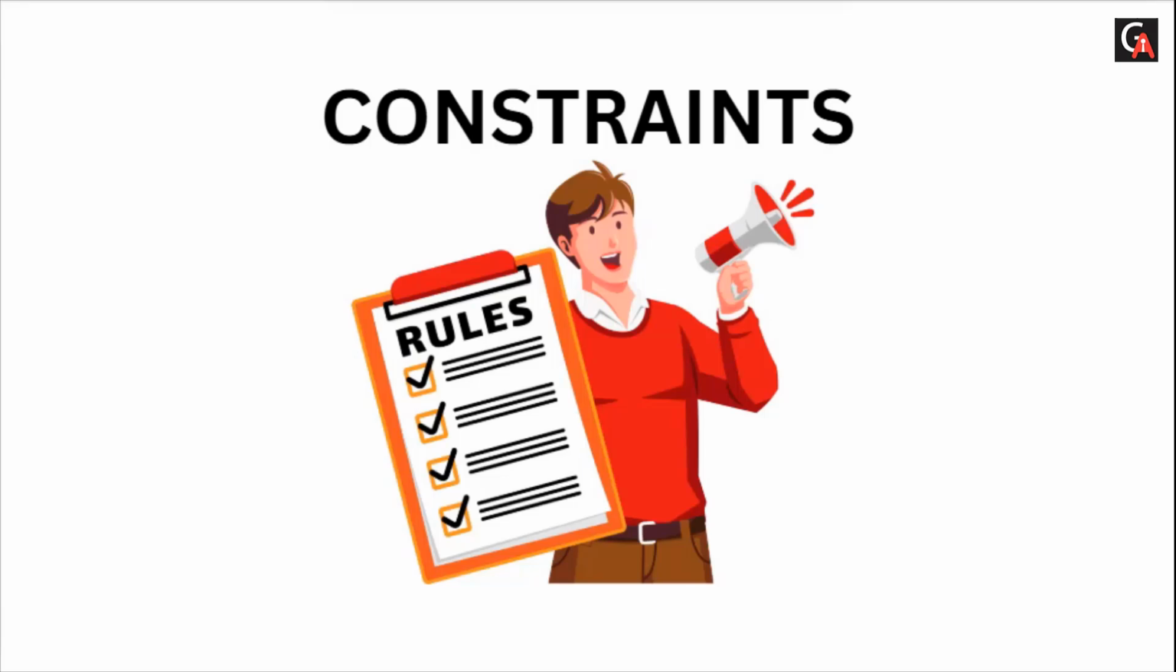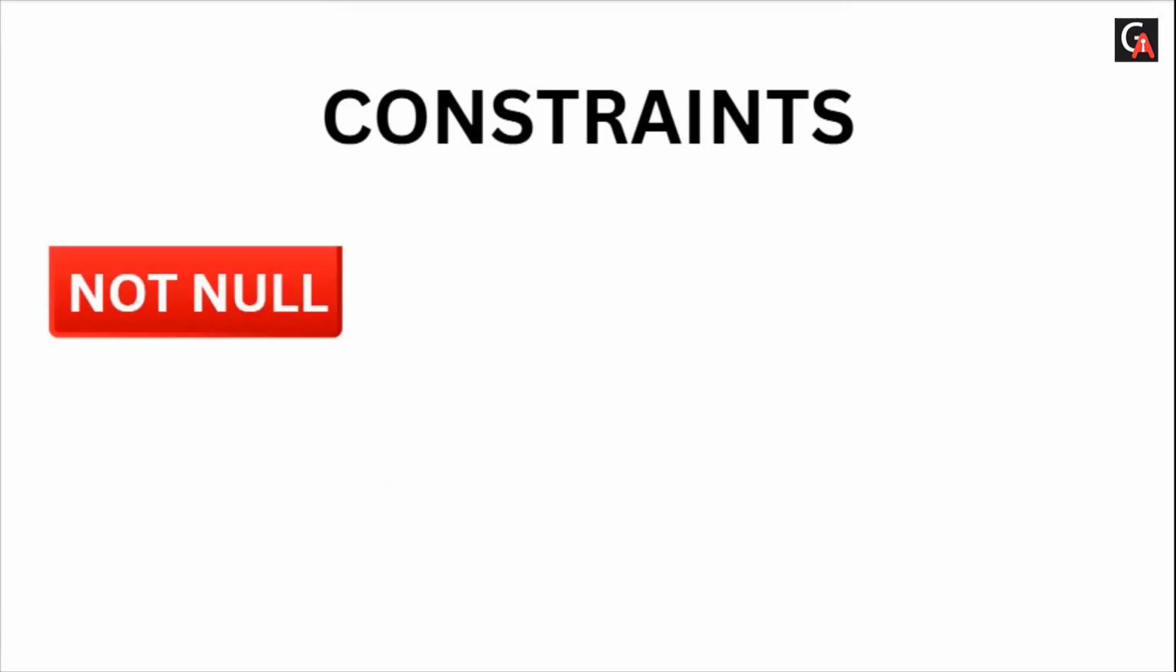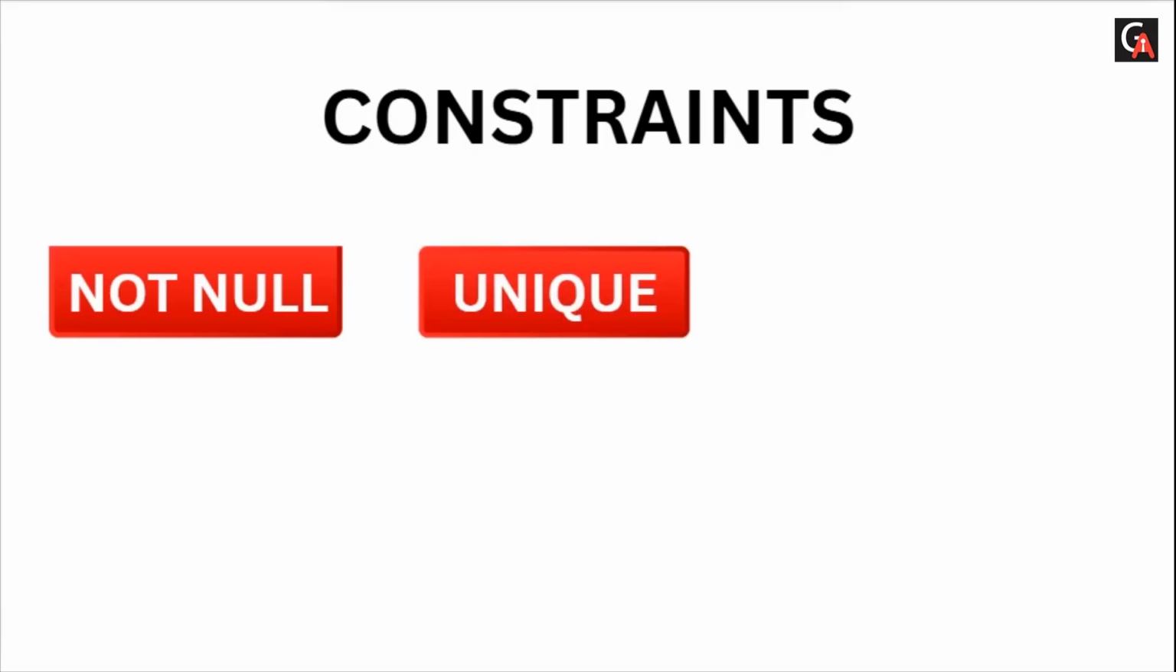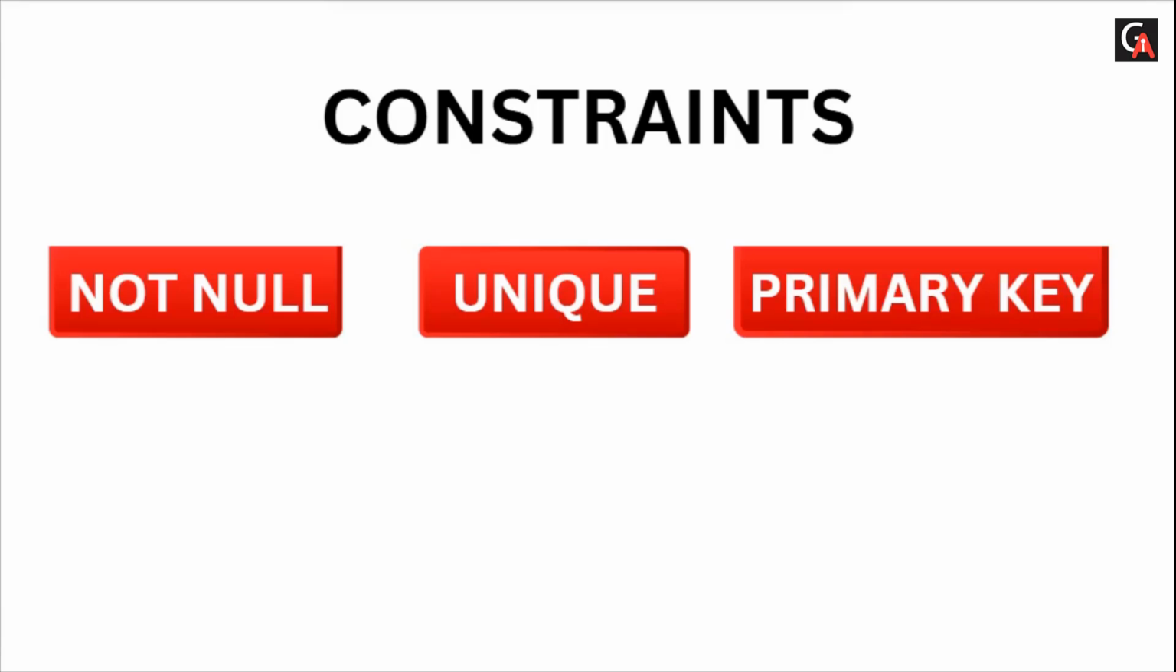First one being not null. It ensures a column cannot contain null values. Second, we have unique. It ensures all values in a column are distinct. Third, we have primary key. It uniquely identifies each row in a table. It's a combination of not null and unique.